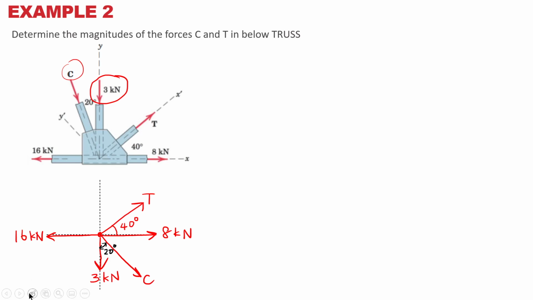What else? If you are comfortable, you don't have to draw the next picture. The next picture would be something like this, right? Maybe you are comfortable already. I can draw here. So there are two components for T.